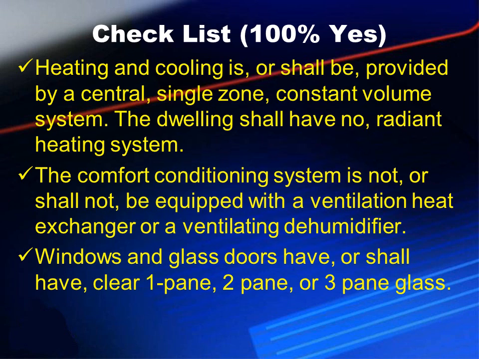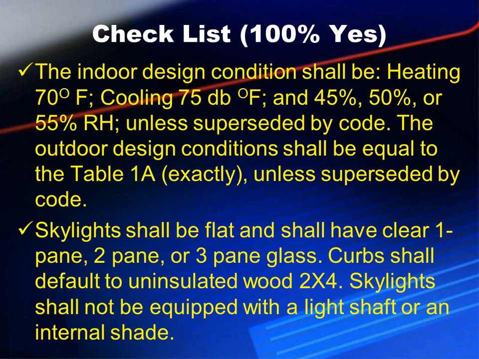Windows and glass doors have or shall have clear 1-pane, 2-pane, or 3-pane glass. The indoor design conditions shall be heating 70 degrees Fahrenheit, cooling 75-degree dry bulb, and 45%, 50%, or 55% relative humidity, unless superseded by code. The outdoor design conditions shall be equal to Table 1A exactly, unless superseded by code. Why did I say exactly? Well, some guys try and stick other numbers in there, and that's not the way to do it. If you have a problem with the numbers, they're not going to get the load right. So we need to get the load right, and I'll go into a little more detail on that later.